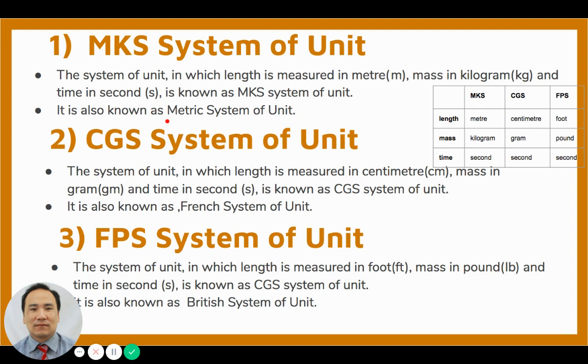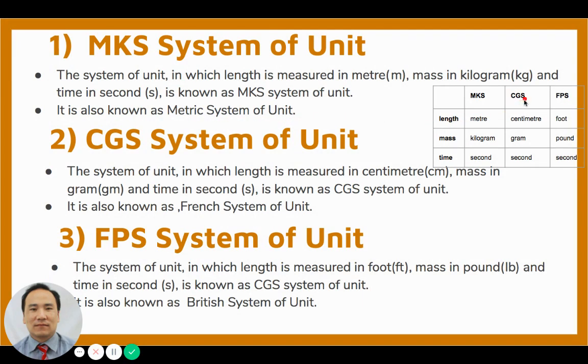Let's describe one by one. In this system of unit, we describe 3 physical quantities: length, mass, and time. In the MKS system, M means meter, K means kilogram, S means second. So length is measured in meter, mass in kilogram, and time in second. The system of unit in which length is measured in meter, mass in kilogram, and time in second is known as the MKS system of unit, and it is also known as the metric system of unit.